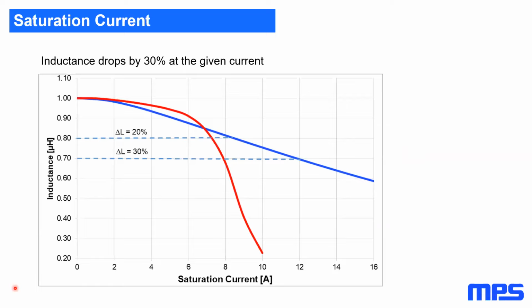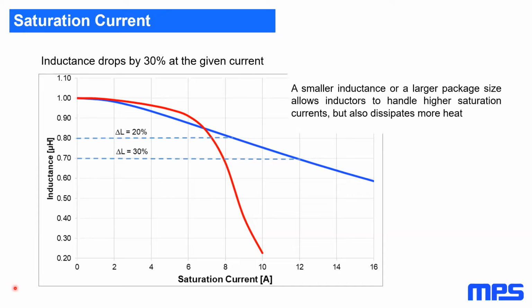So how does the saturation now impact the inductor's behavior? The more current applied, the more the inductance drops. The red curve shows the hard saturation behavior of a ferrite drum core inductor with a steep drop, while the blue curve shows the soft and flat saturation behavior of a molded inductor. Comparing the two curves, the drum core inductor reaches the 20 and 30% drop at a lower current than the molded one. As you can see, the ripple current margin between 20 and 30% of inductance drop is bigger when using a molded inductor, providing you more flexibility in your applications.